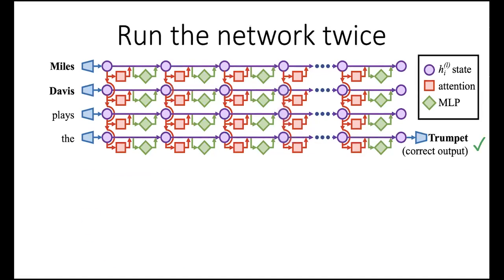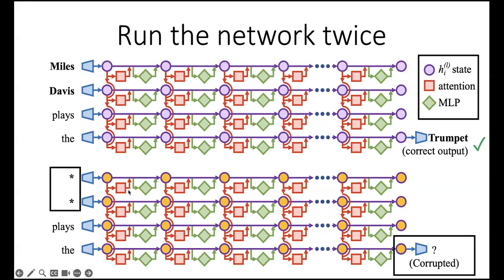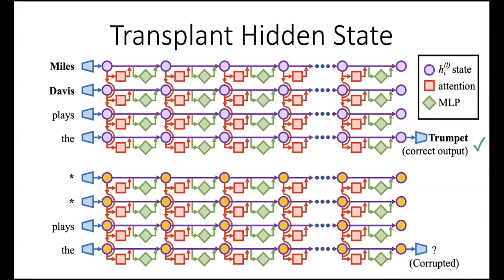And so we're going to do the same exercise here. We're going to run the network twice. In this case, we're going to destroy the ability for the network to recall the fact that Miles Davis played the trumpet. The way we'll do that is we'll corrupt the input. We'll make it so that the network can't hear the name Miles Davis. And then when we corrupt the input, it's no longer able to predict trumpet. That's predictable. And then we're going to see if there are hidden states that cause the model to be able to recall that the answer is trumpet.